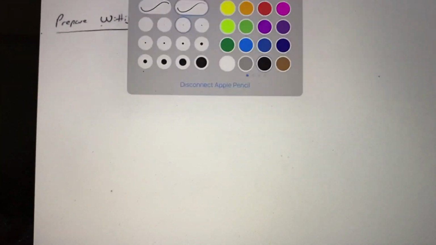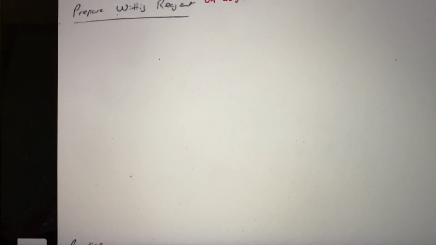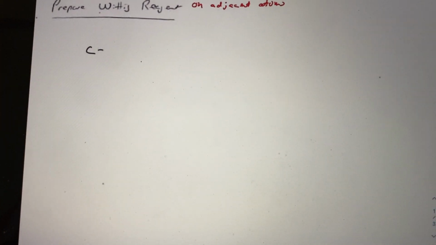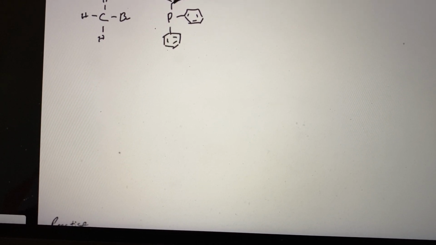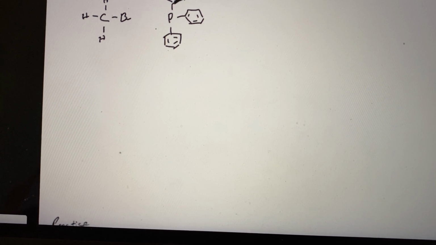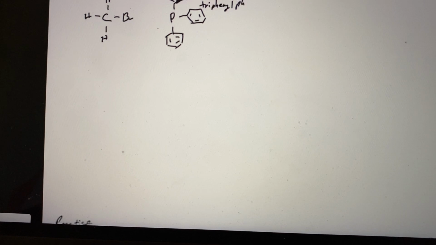The first thing we need to do is prepare what's known as the Wittig reagent, and this is a 2-step process. So let's stick with our bromomethane here, and we're going to react it with the PPh3. I'll just draw it out the one time altogether. So this is 3 benzene rings, which is normally abbreviated as triphenylphosphine, PPh3.